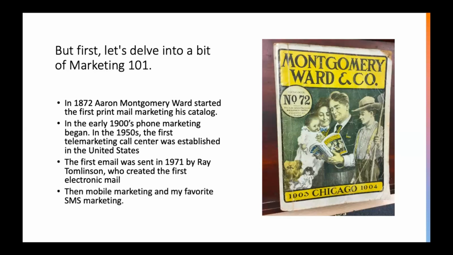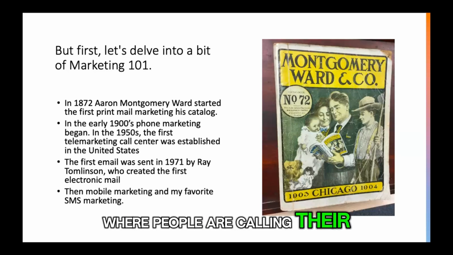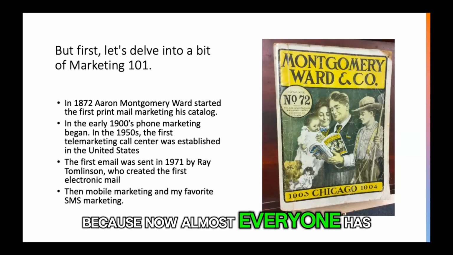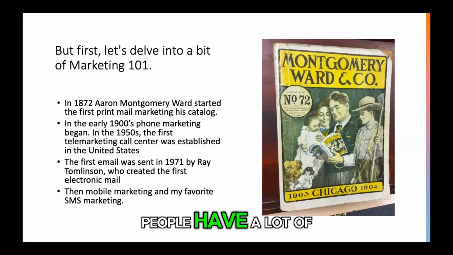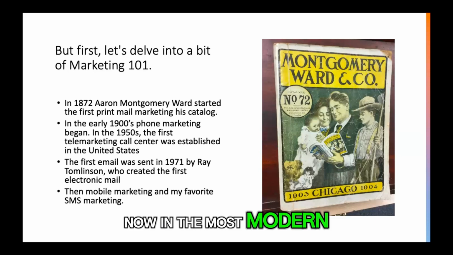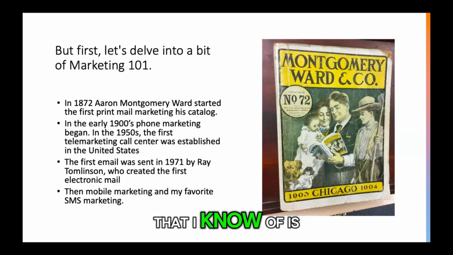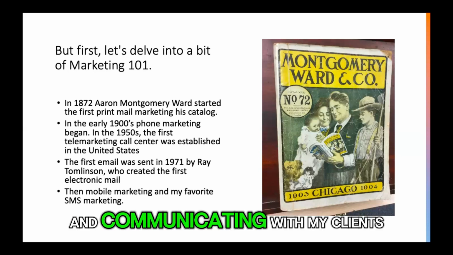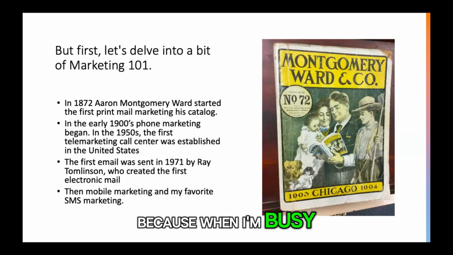But now we have the more modern way of marketing, which is mobile marketing, where people are calling your cell phone directly. Because now almost everyone has a phone, and even in a lot of third world countries, people have a lot of phones now. And the most modern way of marketing today that I know of is text marketing, SMS marketing, and that is my favorite way of marketing. And we'll go a little bit more into that. That is my favorite way of reaching and communicating with my clients, because when I'm busy, I cannot always pick up the phone, but I can always send a quick text.